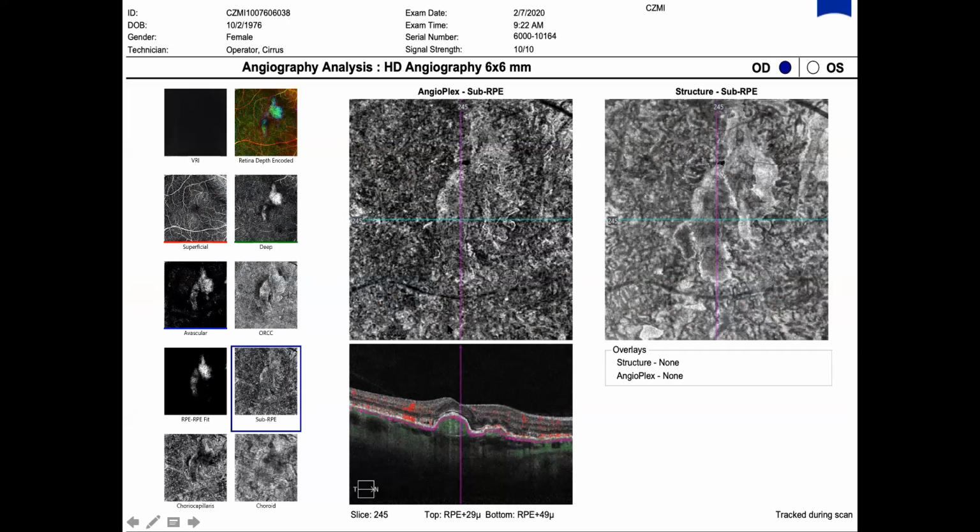Here is her OCTA, which reveals the central scar. We look at different layers of the retina, and you can see in the deeper layer a choroidal neovascular membrane in the right eye. In the horizontal view, you can see the central scar, which is vascularized. You can see the color coding for vessels, which are either red or green. And so we were able to confirm the neovascularization in this patient.